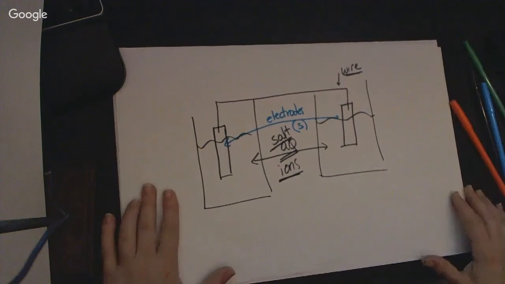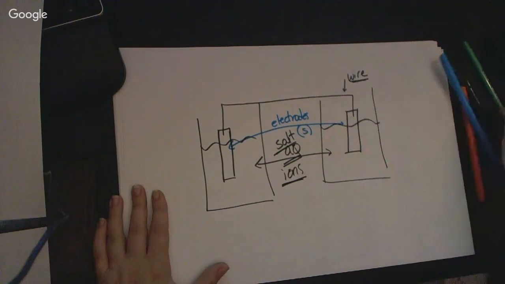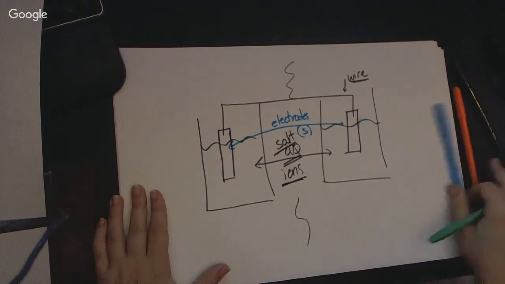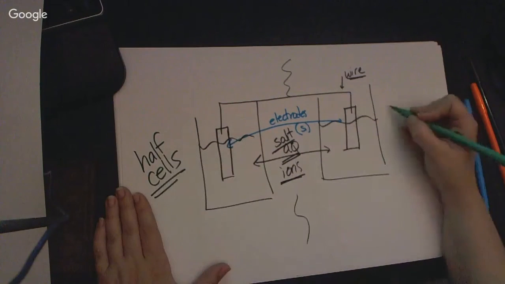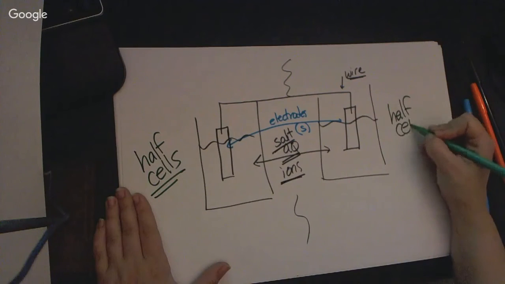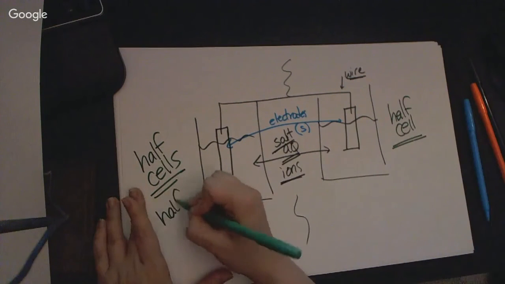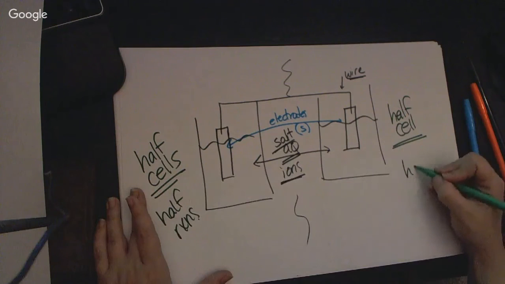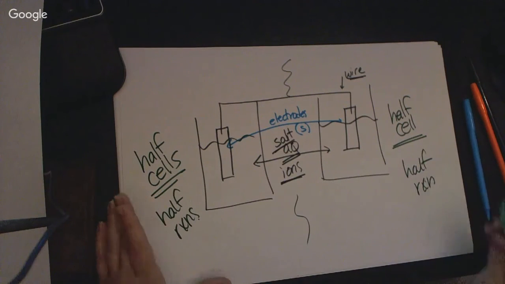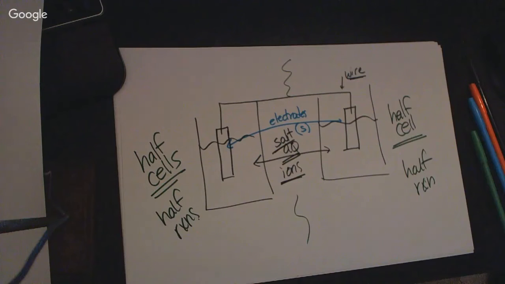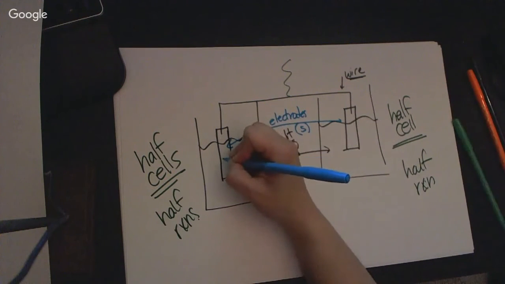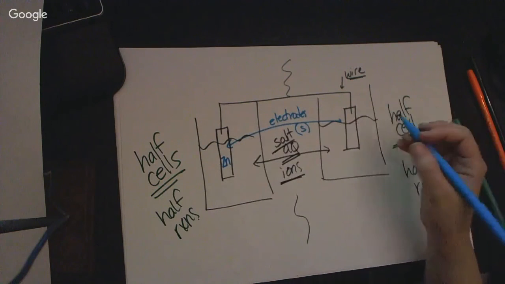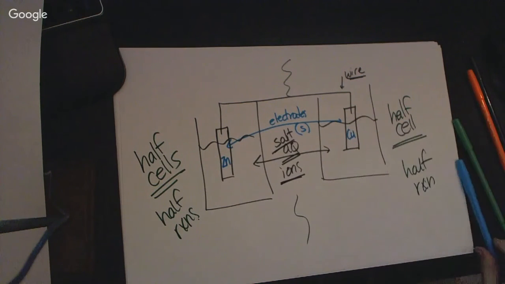Now, if you were to cut this battery in half, if you were to look at it, there are two sides to a battery, and each of these sides is called a half cell. Now, in a half cell, you are going to have half reactions. So there's one half reaction, and you will find another half reaction on the other side. Let's call this electrode zinc, and let's call this electrode copper.